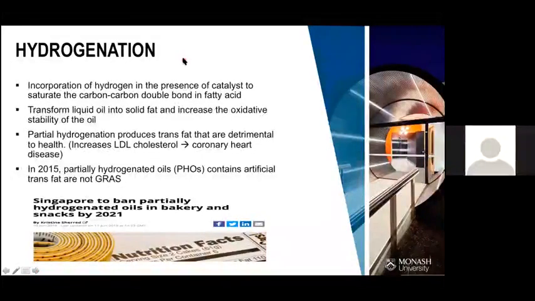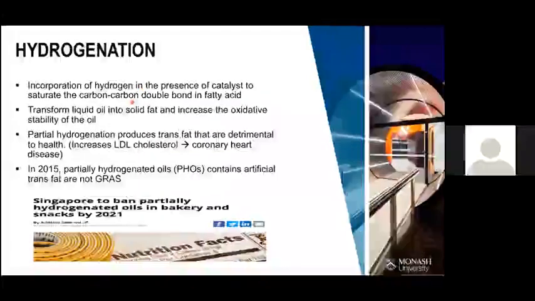I think this should be the next modification of fats and oils, hydrogenation. Basically, we introduce hydrogen gas during the hydrogenation process in the presence of a nickel catalyst to saturate the double bonds. So you can see that some of them contain double bonds. With hydrogenation, we are trying to remove double bonds from there to produce saturated fat.